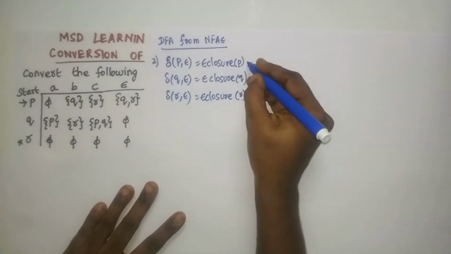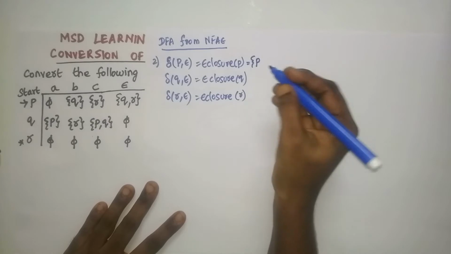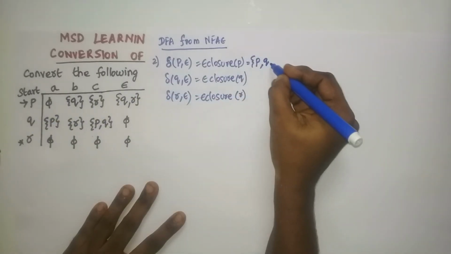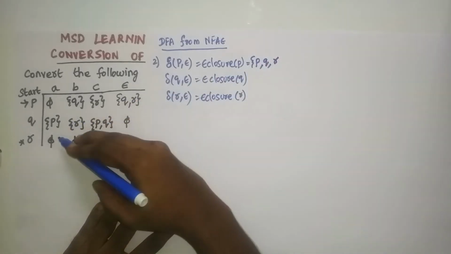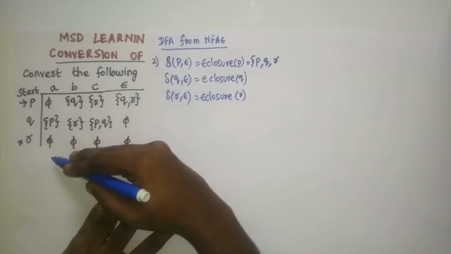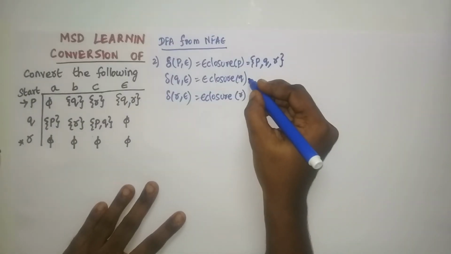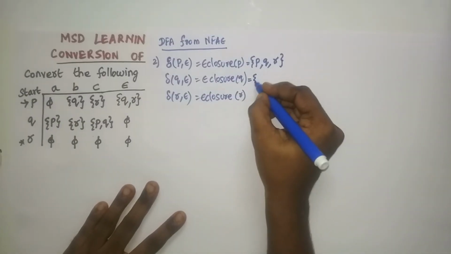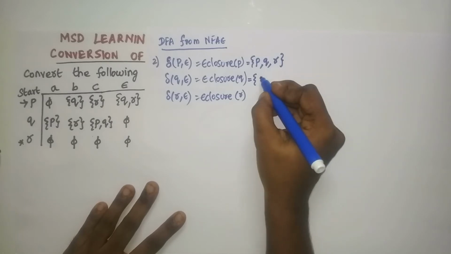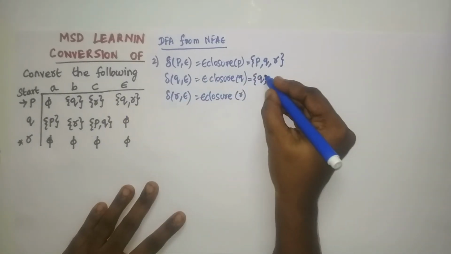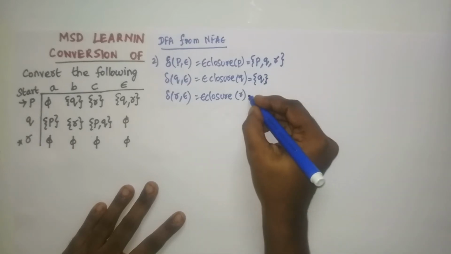So the epsilon closure of P is we have to include the state P, and from P on epsilon it is going to the states Q comma R. Then from Q on epsilon it is null, and from R on epsilon it is null. So the epsilon closure of P is P, Q and R. Now coming to epsilon closure of Q, first include the state Q, and from Q it is empty. The epsilon closure of Q is only Q.